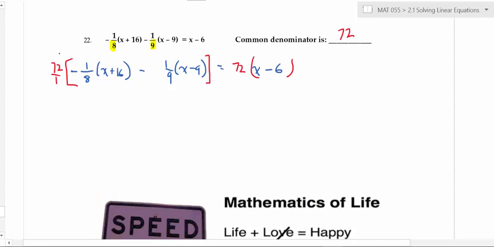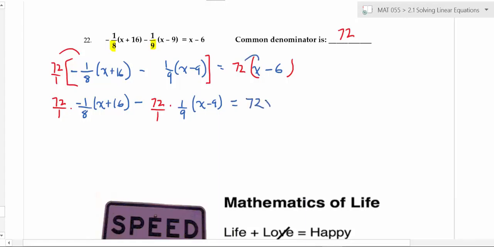Okay? Now, write this step. To me, this is very important. Just write this down as 72 over 1 times negative 1/8 times (x plus 16) minus 72 over 1 times 1/9 times (x minus 9). Then on this side, you can go ahead and multiply that out now.